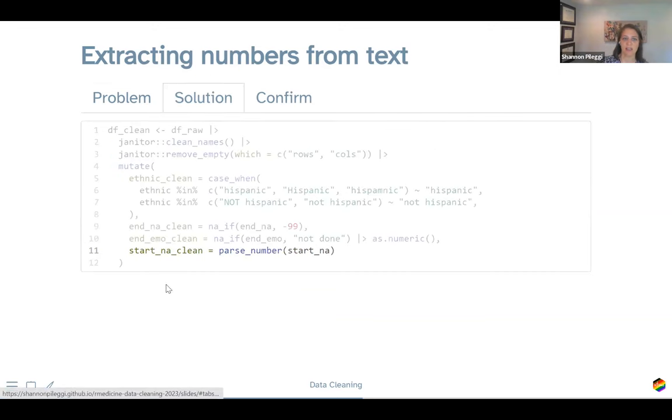So the solution is, again, to create a new clean version of that variable, and you can use the parse number function. So what that parse number function is going to do is it's only going to extract the numeric values from that field.